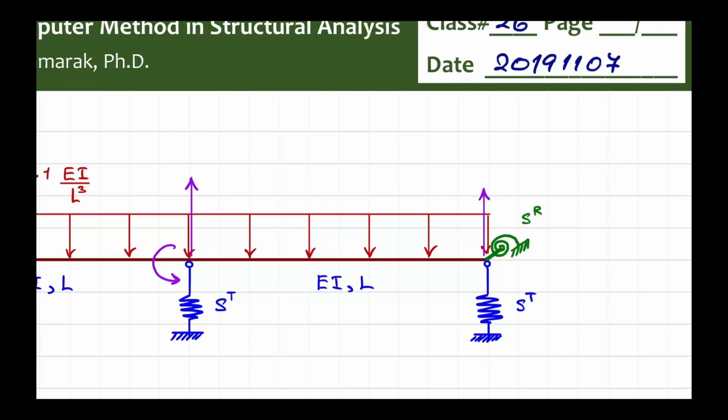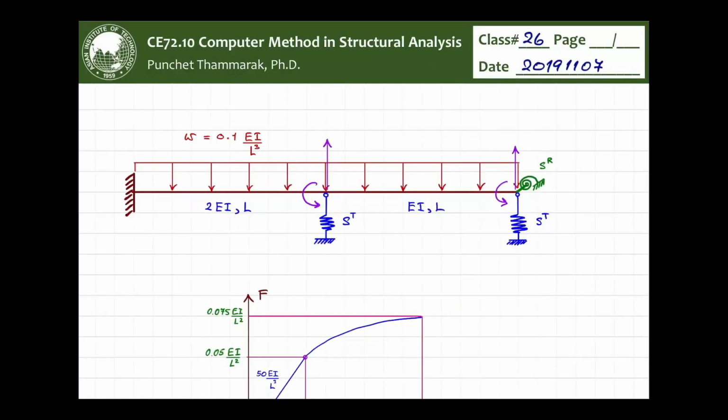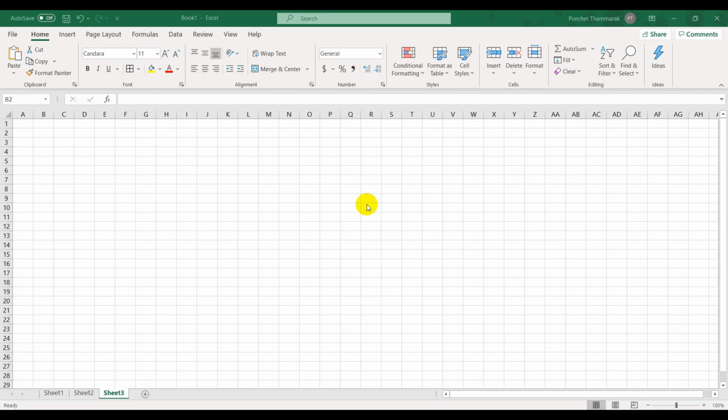So for this problem, for DOF at the left support, we use the row column elimination. Let's continue here. We're going to solve with an iterative solution. We will use Newton-Raphson, so I put it here, Newton-Raphson.